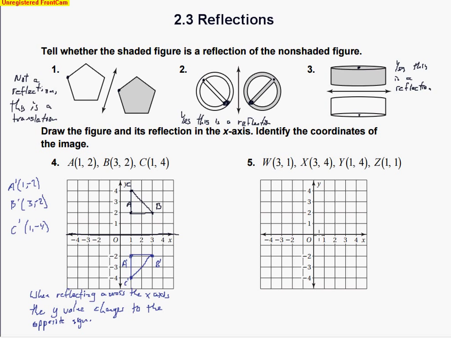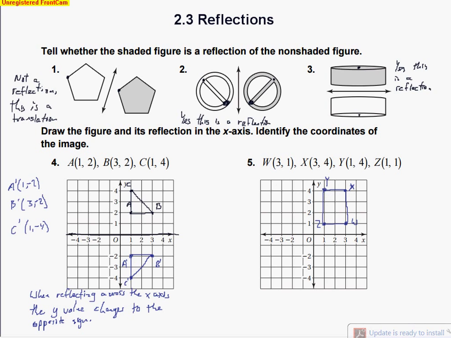So 3 spaces over, 1 space up, and that'll be w. And then 3 spaces over and 4 spaces up, that'll be x. And then 1 space over, 4 spaces up, that'll be y. And then 1 space over, 1 space up is z. And we'll go ahead and draw the figure.